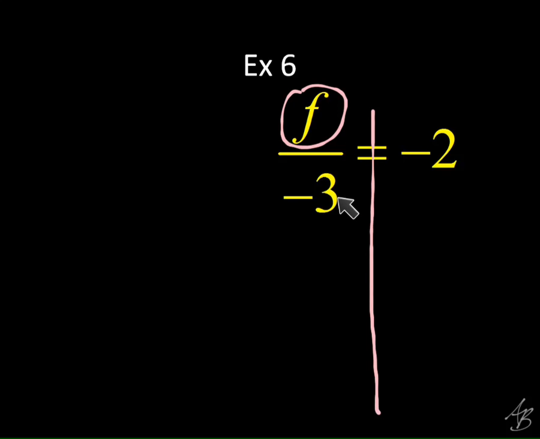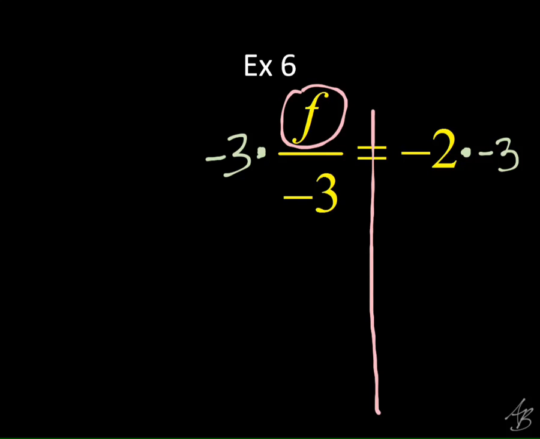What's the opposite of dividing by negative 3? Multiply by negative 3. All right, so we're going to multiply out front here and put our negative 3 there. So we're multiplying by negative 3 out front. And if we multiply the left side by negative 3, we have to do the same thing on the right. Exactly. So we're going to multiply by negative 3 out here.